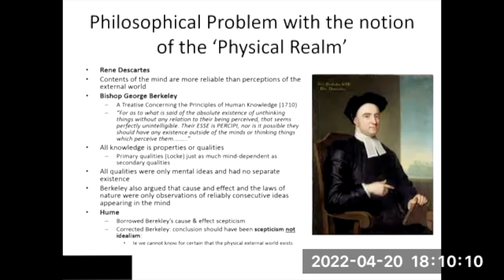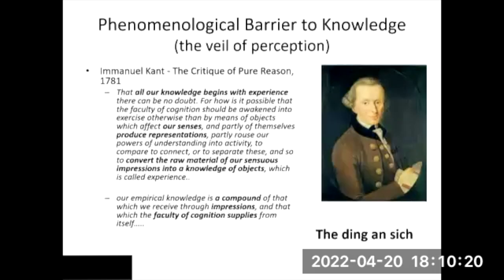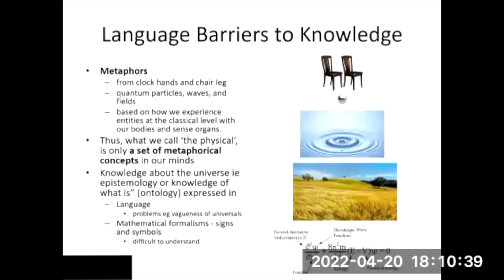So Hume put Berkeley right, because he said, you can't really jump to the conclusion of idealism. All you can say is you can't really be certain about the external world and its nature, and even that it's there. And then Kant came along, and I haven't got time to go through Kant because he's very complicated, but basically a key message of Kant is that we can't know what is actually out there, because it is filtered through our perceptions, which come through our sense organs.